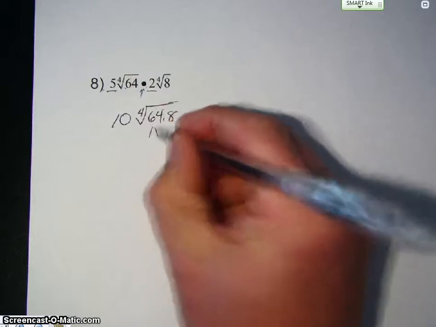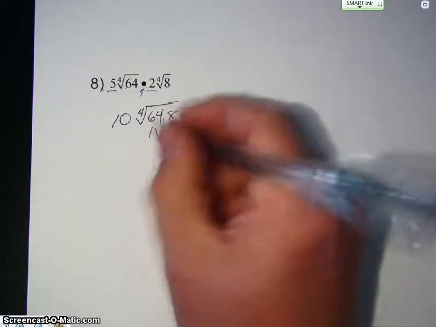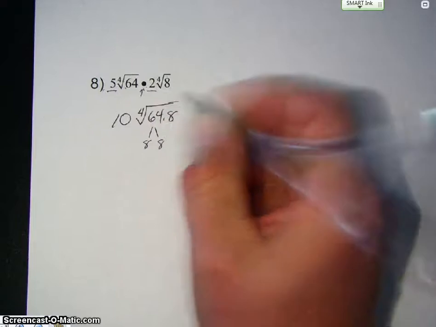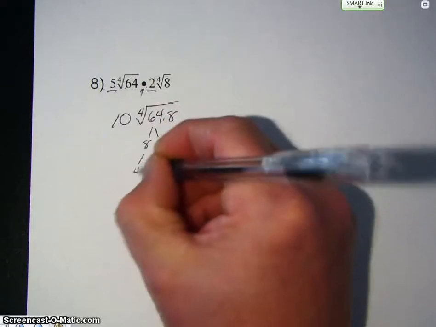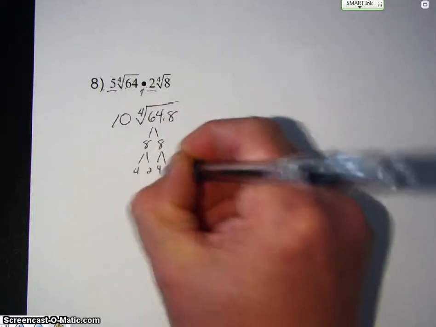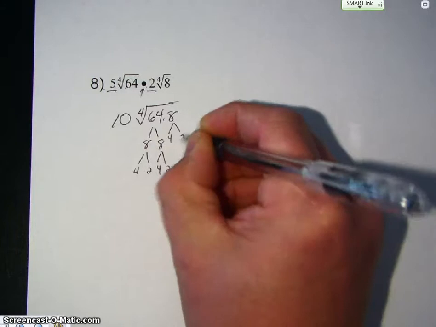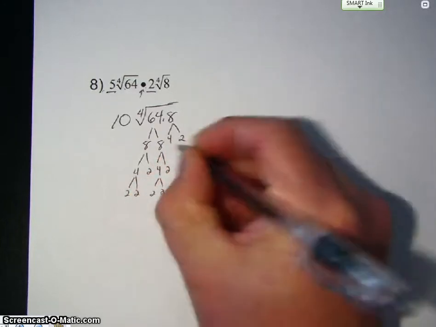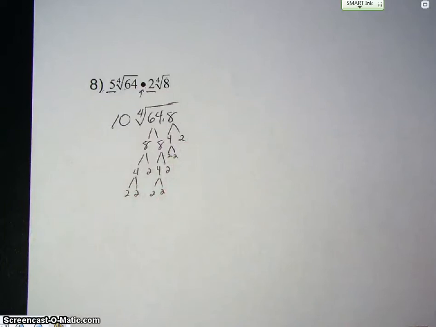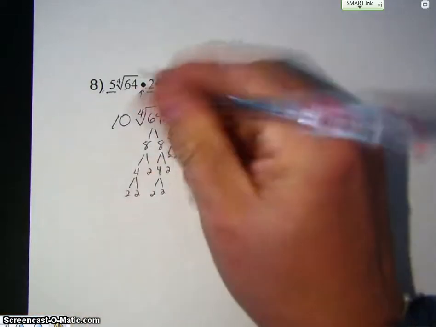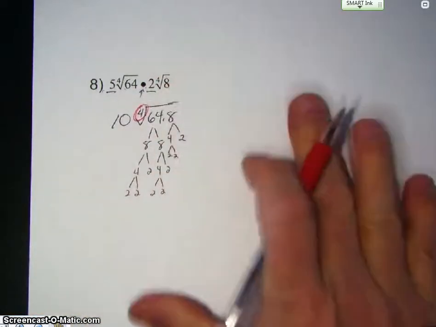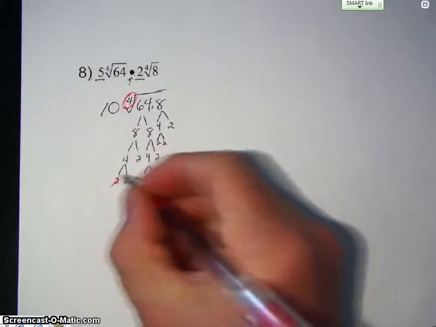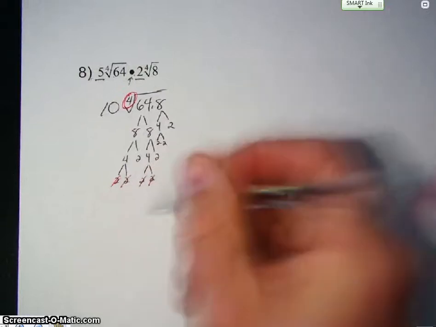All right, so let's do 64. We know that is what, 8 times 8? 8 is 4 times 2, 4 times 2, 4 times 2. You get 2, 2, 2, 2, and 2, 2. So the rule is I need 4 of them of the same number. So we got 1, 2, 3, 4. So that means a 2 can come out.